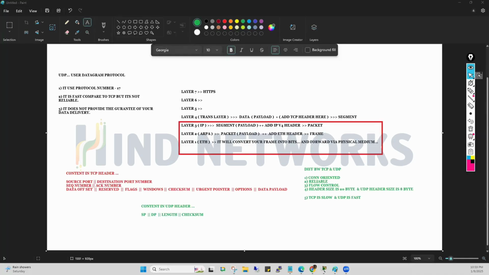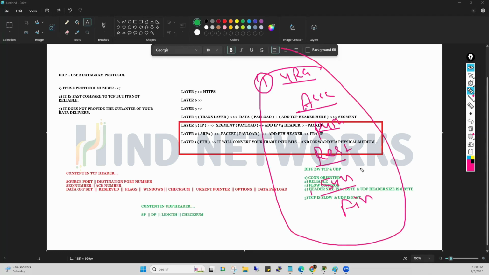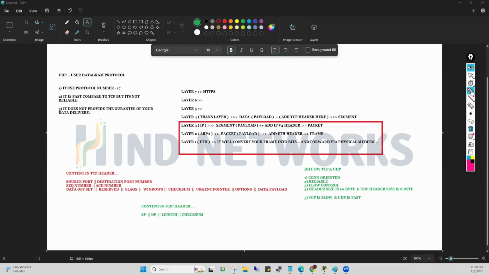Clear? Now there are flags. In the TCP header there are multiple flags. There is the urgent flag, URG. There is the acknowledgement flag. There is the push flag. There is the reset flag. There is the SYN flag. There is the FIN flag. I told you about SYN and acknowledgement. If any device wants to terminate a session, the finish flag is used. FIN means finish. Clear, guys?